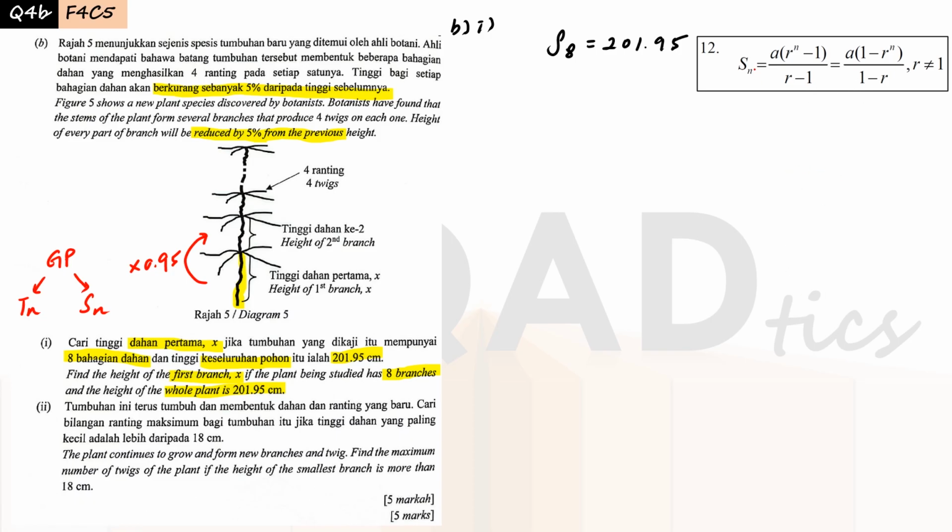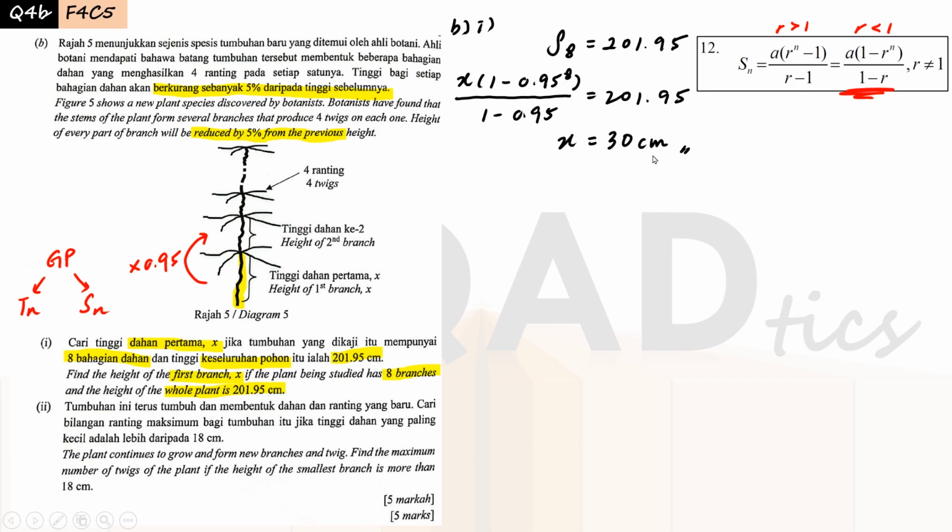The main difference is the first formula can be used if r is greater than 1. The other one is for r less than 1. So we need to find the value of r first, which we have already found, which is the 0.95 here, so we need to use this one. So a is x as given here, and here will be 1 minus, then the r will be 0.95 and n will be 8. And here we divide by 1 minus r, which is 0.95, and I can move this part to the right side to find the value of x, which is 30.